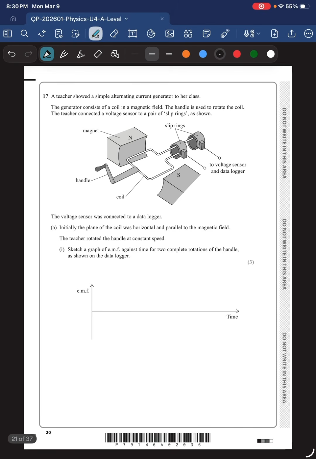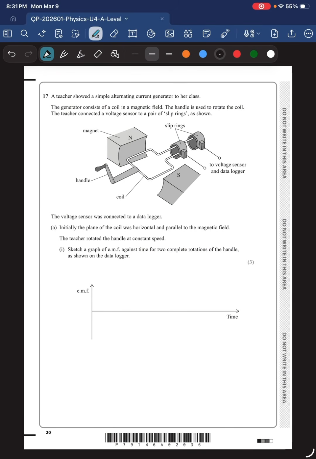17. A teacher showed a simple alternating current generator to her class. The generator consists of a coil and a magnetic field. The handle is used to rotate the coil. The teacher connected a voltage sensor to a pair of slip rings as shown. Okay, we have the magnet, the handle, and the coil.